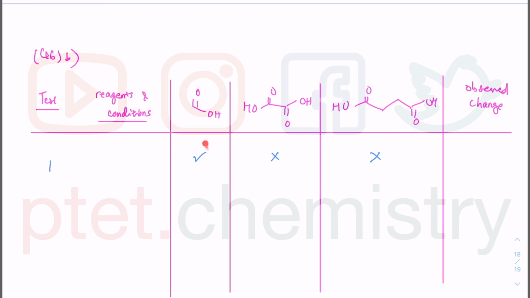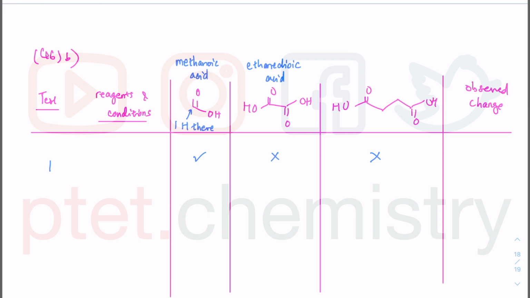So test 1. They said this is positive, this is negative, and negative. So what can react with methanoic acid? Methanoic acid is a case study in AS, whereas ethane-dioic acid is a case study in A2 under carboxylic acid. So make sure you know these because they can ask you anything from AS in A2. So ethane-dioic acid and this butane-dioic acid cannot undergo this reaction, but this one can because you have one hydrogen there. So it looks like an aldehyde on this end. That's why methanoic acid can be oxidized by Fehling's and also by Tollens' reagent.